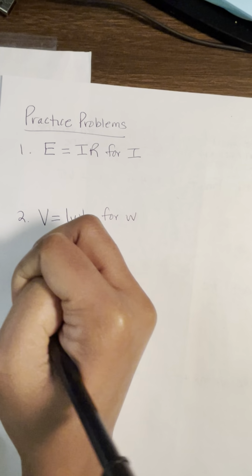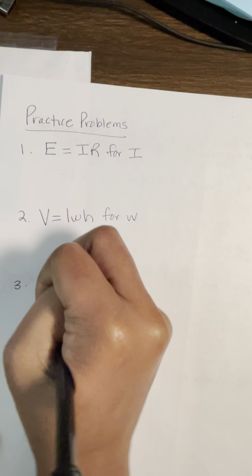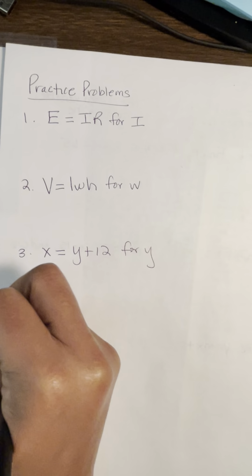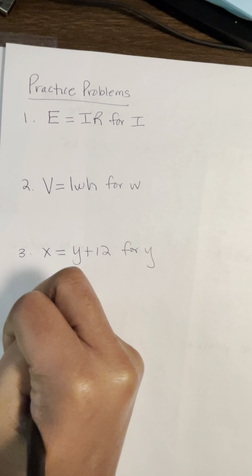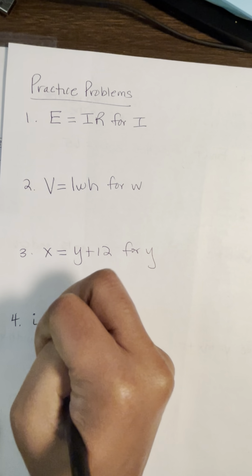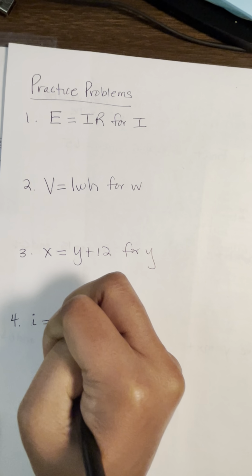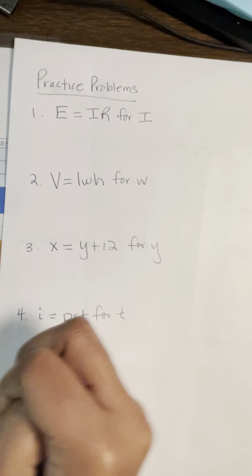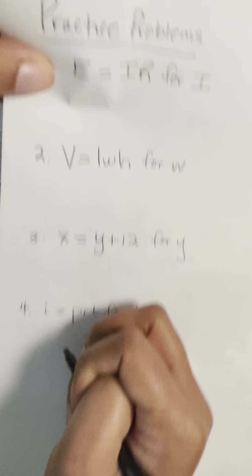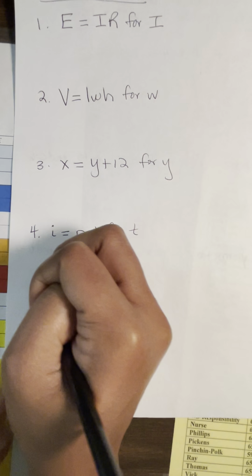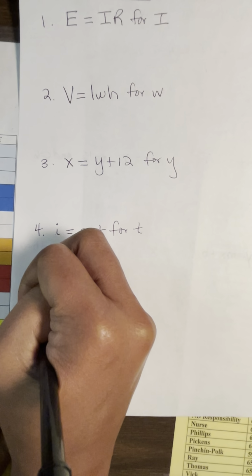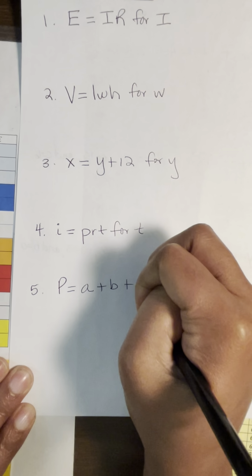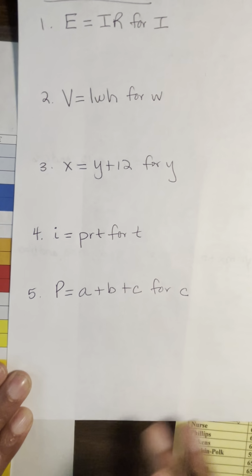Number 3, X equals Y plus 12. Solve for Y. Number 4, I equals PRT, which is interest equals principal times rate times time. Solve for T. And number 5, P equals A plus B plus C. I want you to solve for C.